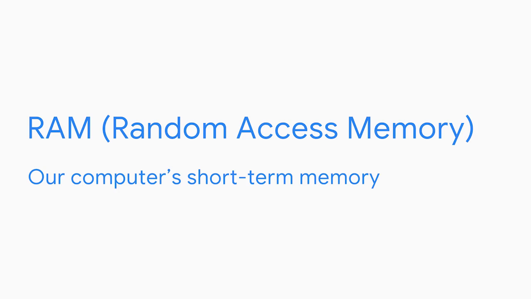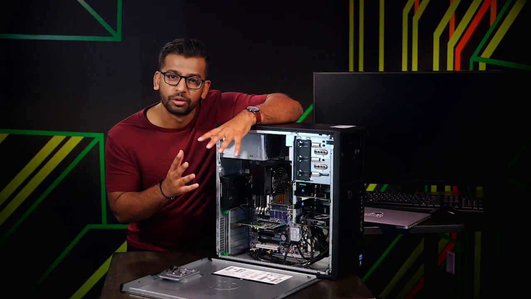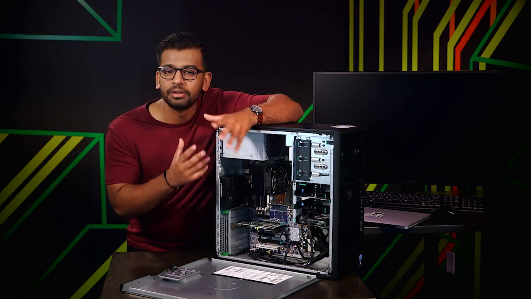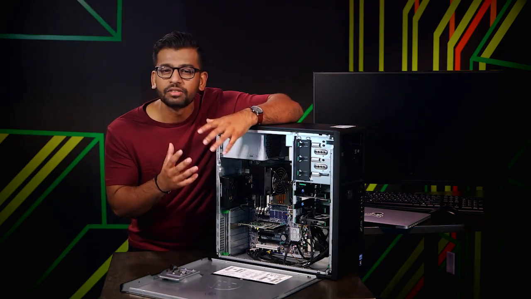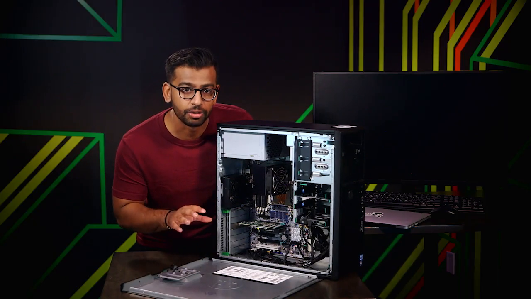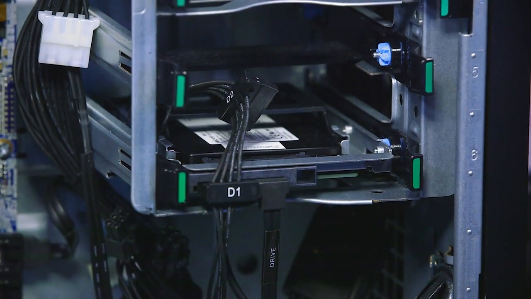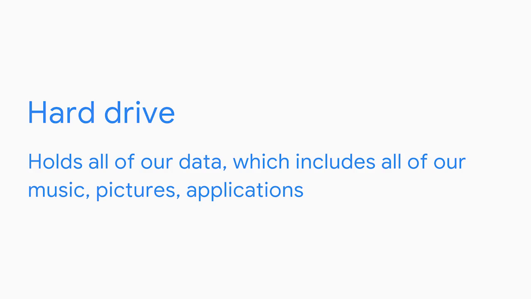RAM is our computer's short-term memory. We use this component when we want to store data temporarily. Like, let's say you're typing something into a chat or a piece of text in a word processor. This information is stored in the RAM. Don't worry, we'll cram in more details on RAM in a later lesson. When we want to store anything in long-term memory, we use this component here, the hard drive. The hard drive holds all our data, which can include music, pictures, applications.